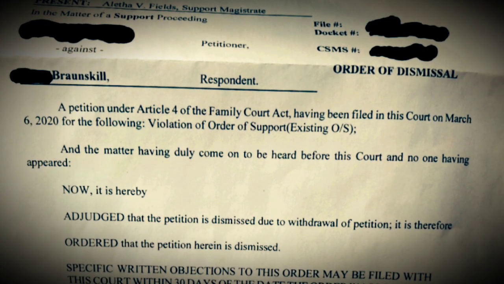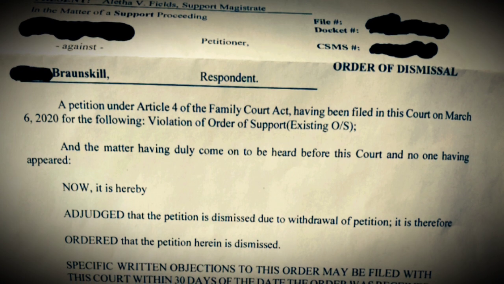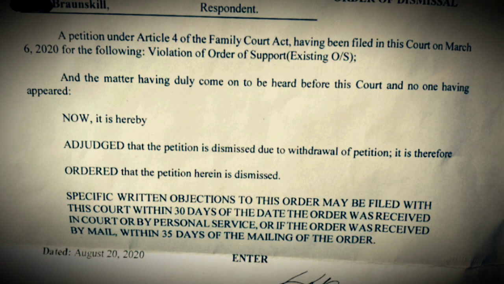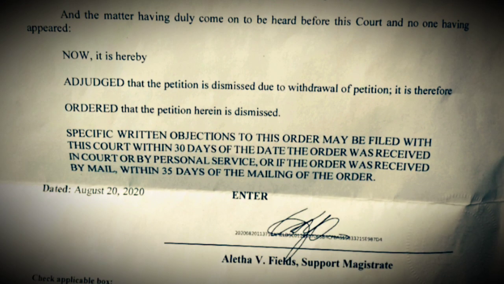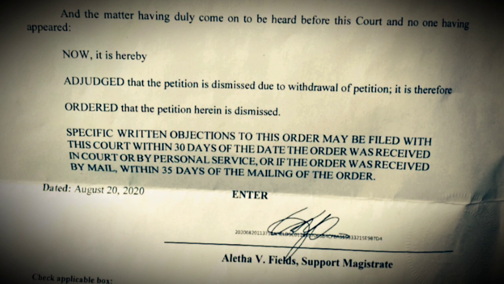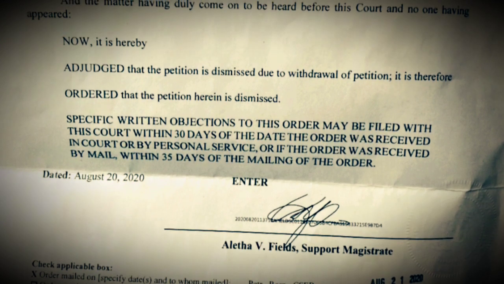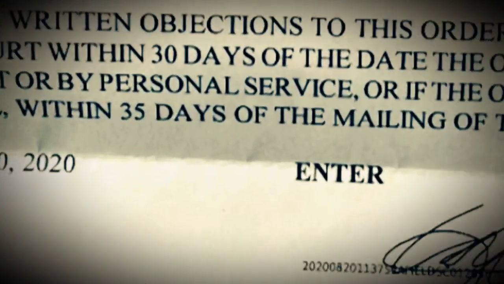A petition under Article 4 of the Family Court Act having been filed in this court on March 6, 2020 for the following: violation of order of support existing /OS. And the matter having duly come on to be heard before this court and no one having appeared, now it is hereby adjudged that the petition is dismissed due to withdrawal of petition. It is therefore ordered that the petition herein is dismissed. I just wanted to read that, and you can see it's signed by the judge and dated August 20th, 2020.